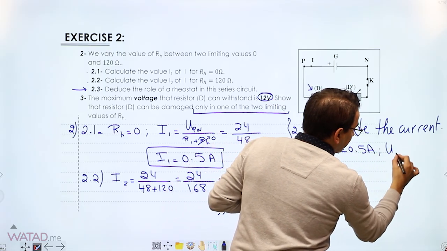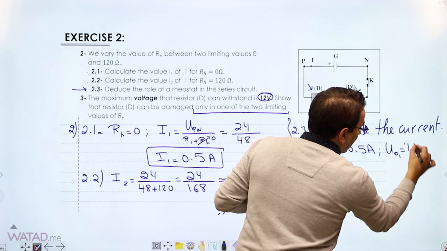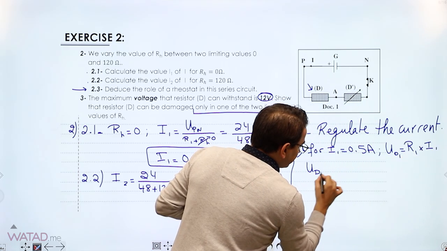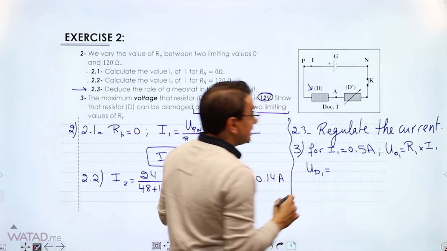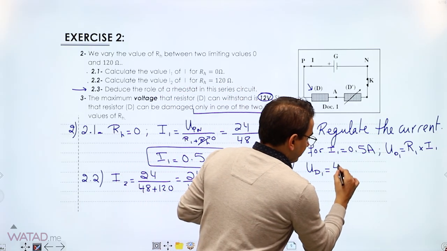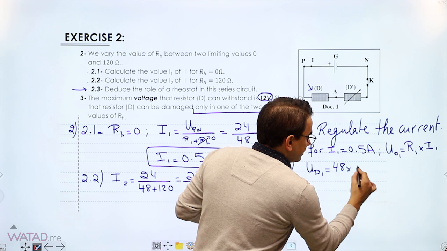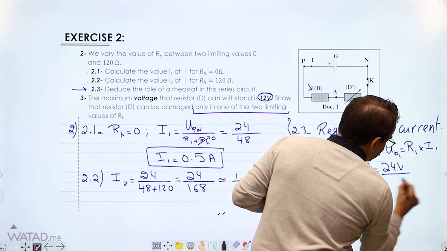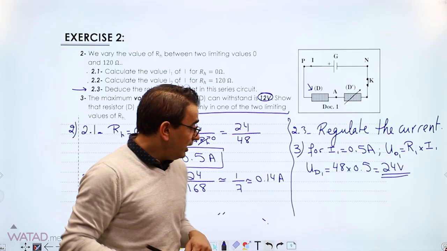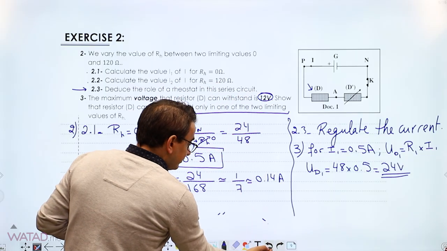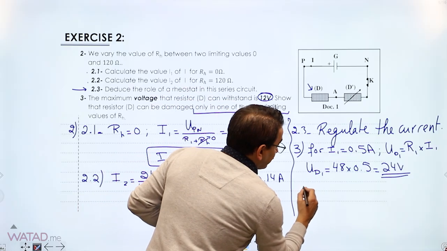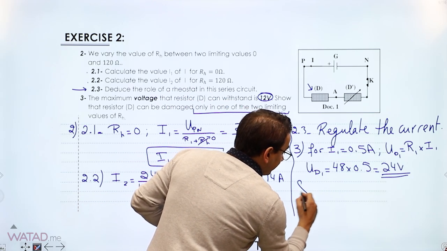UD1, which equals R1 times I1. UD1 equals, R1 is given to be 48 times 0.5, so equals 24 volts. And this is the dangerous part. Okay? It's going to be damaged, right?